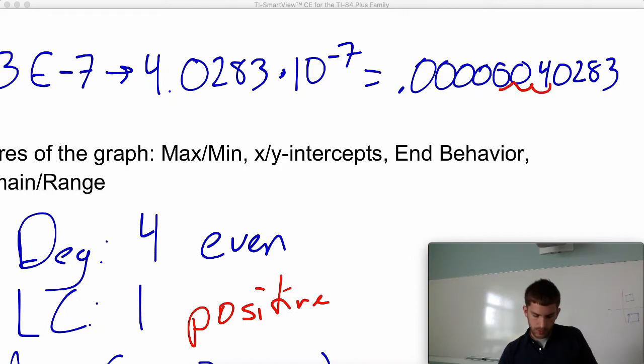1, 2, 3, 4, 5, 6, 7. Yep, I moved the decimal place 7 spaces to the left. There we go. And it became 0.00000400283. Folks, I'm going to use a term that is by no means technical, but it's how I refer to numbers like this. I think this is a stupid small number. It's so small, it's stupid.